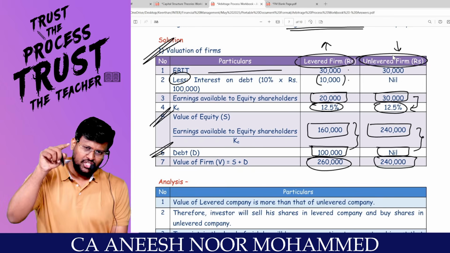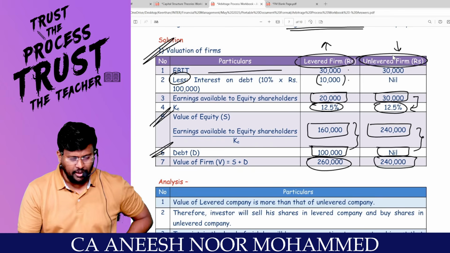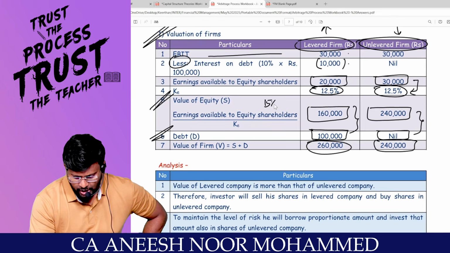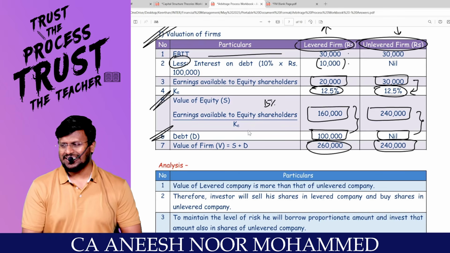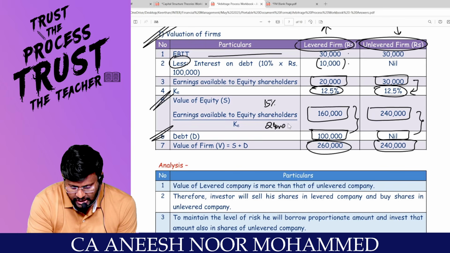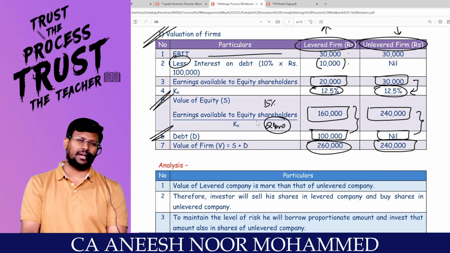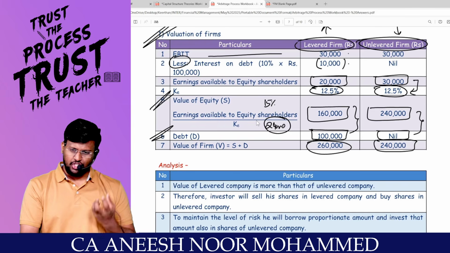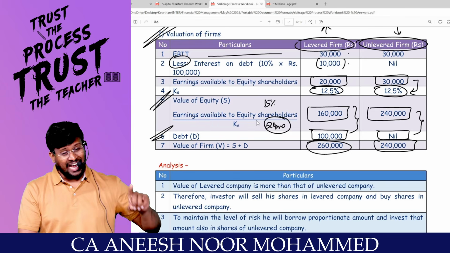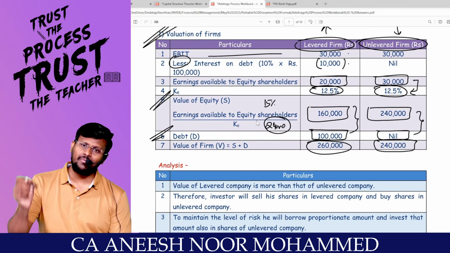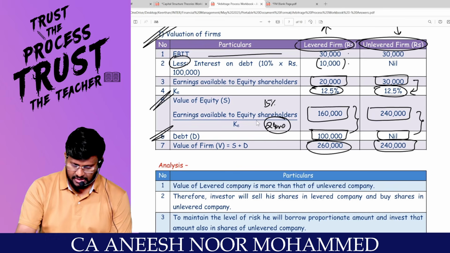But in the last question, 10% was the holding. Here you are holding 15%. So in this 1,60,000 you are holding 15%. 1,60,000 into 15% comes to 24,000, which is the amount you are holding. Correct? You sell it, you borrow, and you will have sufficient money with you. You invest 100% in the unlevered firm. Then your net income will increase.